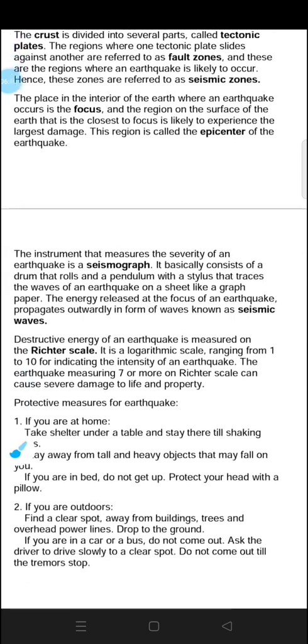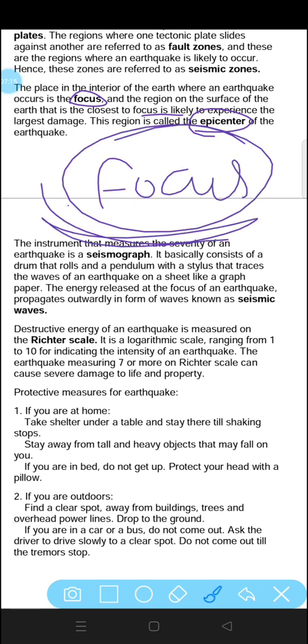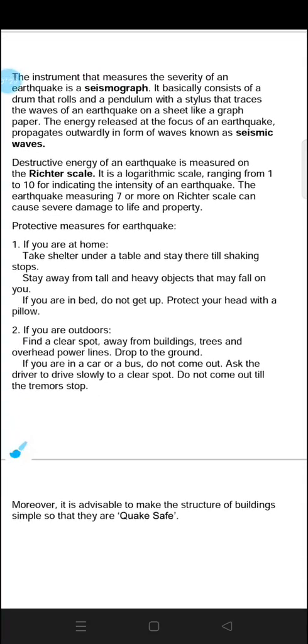The place in the interior of the earth where an earthquake occurs is called the focus. The region of the surface of the earth that is close to the focus is likely to experience the largest damage. This region is called the epicenter of the earthquake. It is the place which gets the largest damage while the earthquake takes place.